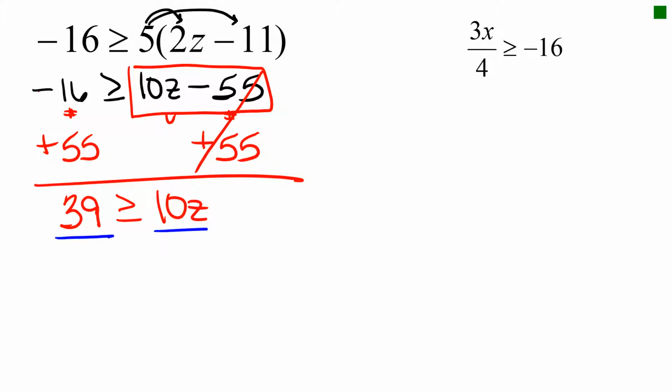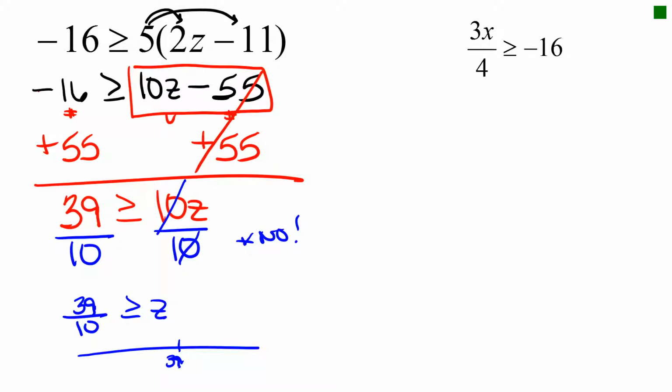I'm going to divide by 10. When I divide, that's when I decide. This is not a flip. No flip because it's not negative. 39 divided by 10 is just 39 over 10. Didn't do any flipping. Those cancel and I have z. So I can put 39 over 10.